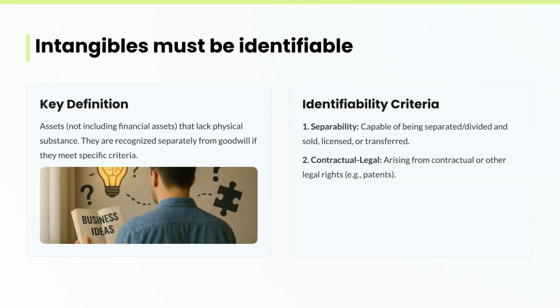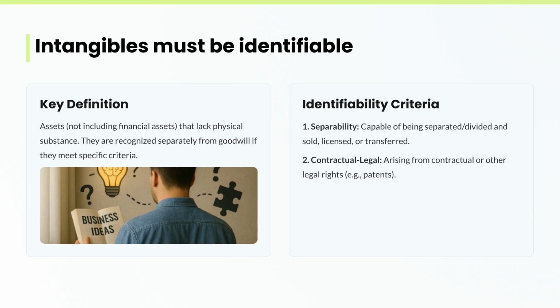Let's get started. First, what exactly is an intangible asset under US GAAP? By definition, these are assets, excluding financial assets, that lack physical substance. You cannot touch them. However, to be recognized separately from general business goodwill, an intangible asset must meet specific identifiability criteria. It must meet at least one of two tests.